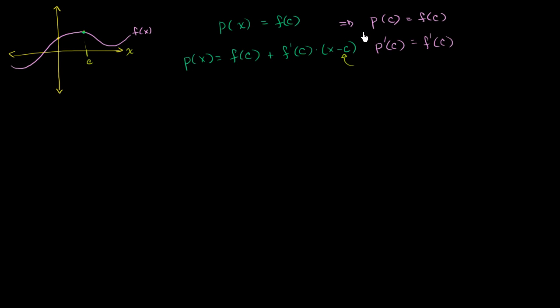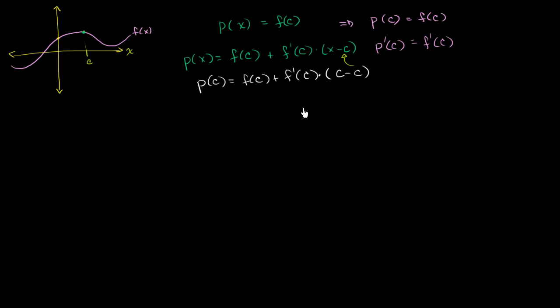So let's test, first of all, that we didn't mess up our previous constraint. So let's evaluate this at c. So now we know that p of c is going to be equal to f of c plus f prime of c times c minus c. Wherever you see an x, you put a c in there.